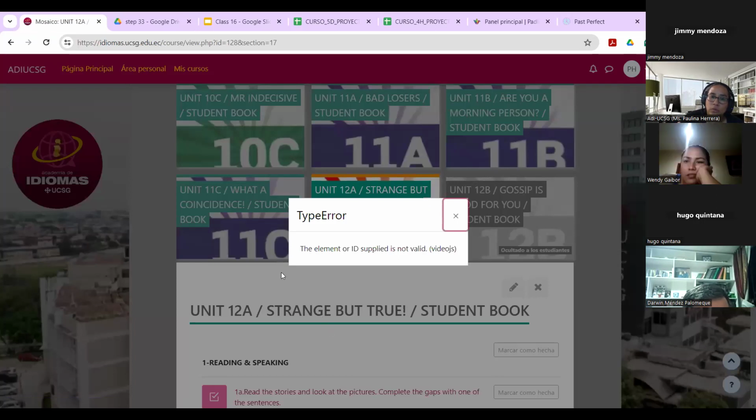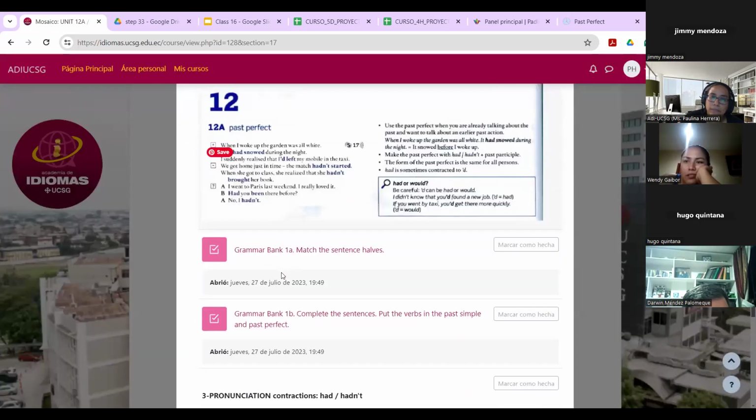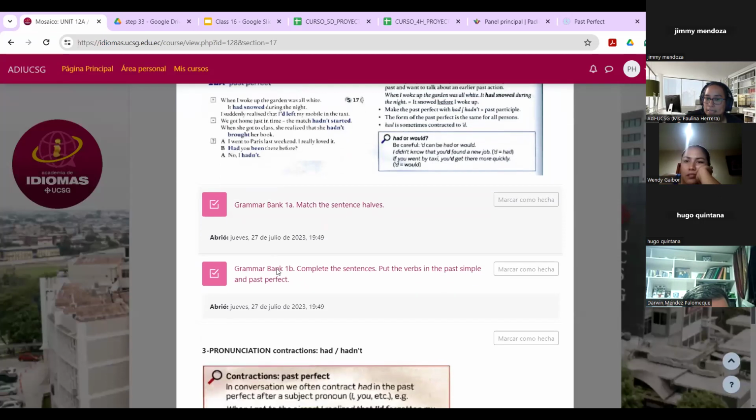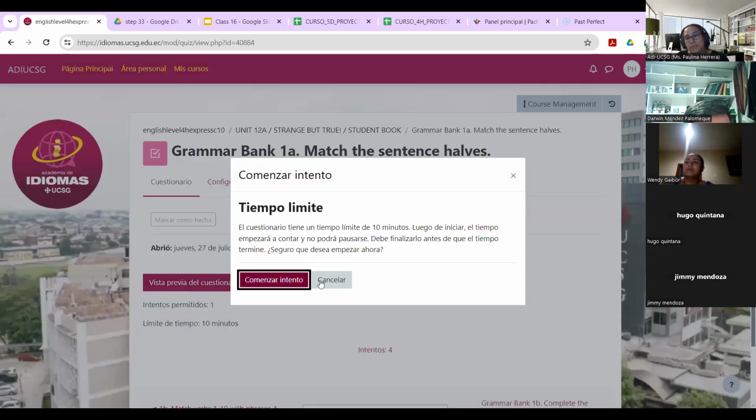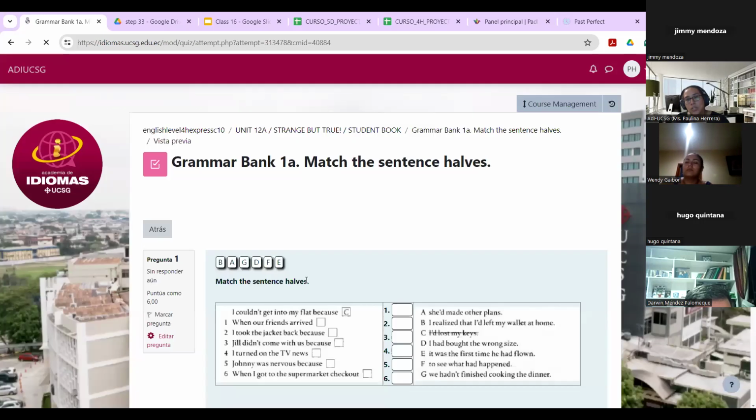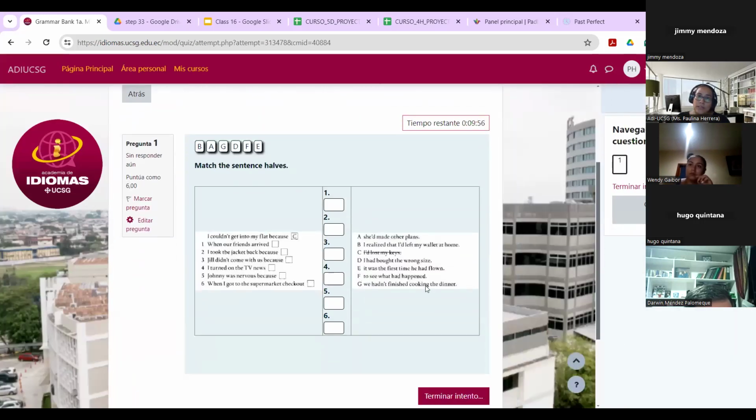And now we're going to work with the grammar part. Here you have the 2 exercises of that. Let's do these 2 because then we're going to do an activity on another page. So work on these 2. Let's take maybe 10 minutes to do the 2 exercises. Grammar bank 1A, you have to match the have. Just match one part of the sentence with the other.